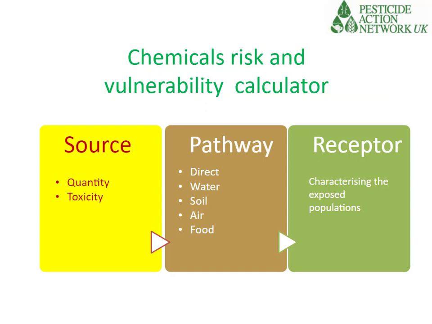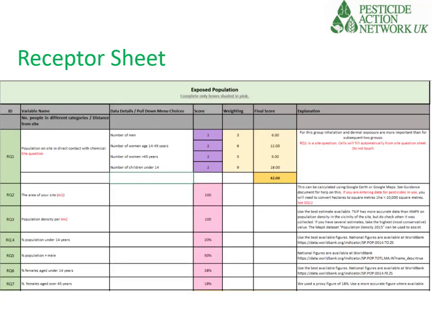So, now we have gone through the source questions, we have gone through the pathway, and finally we will talk a little bit about the receptor sheet. Here we are characterizing the exposed populations. You may have to do some digging here to find some information. RQ1 is again purple cells, so you don't need to touch those. And then we have some questions on the area of your site and population density per kilometer squared.